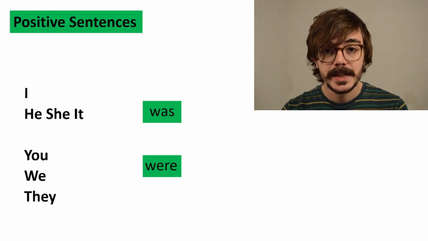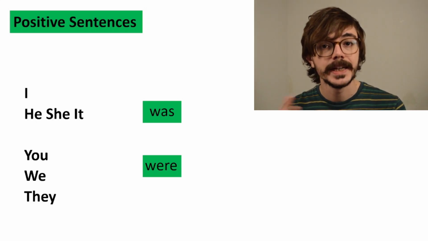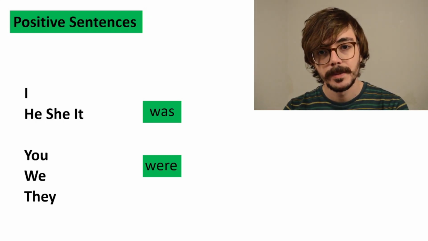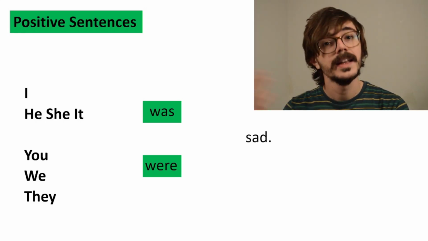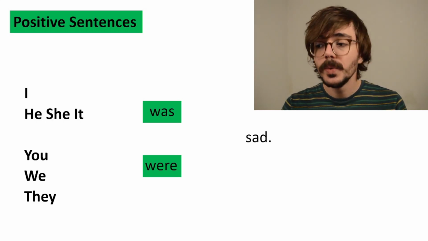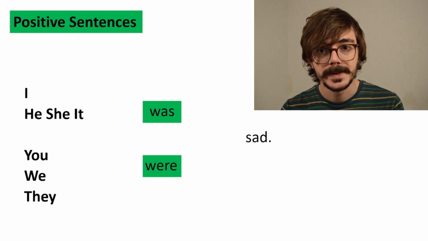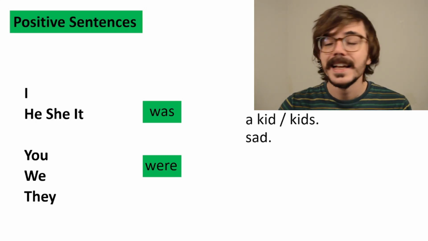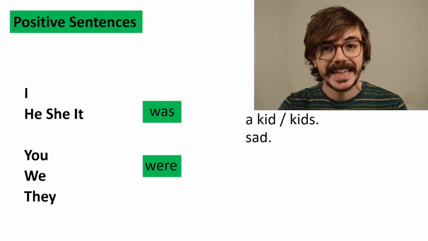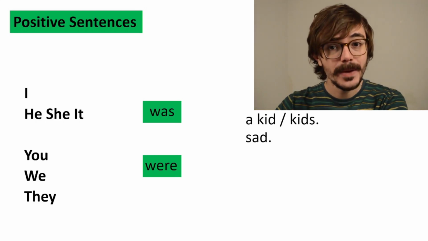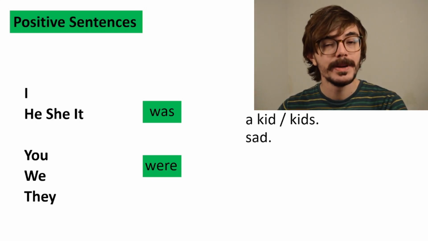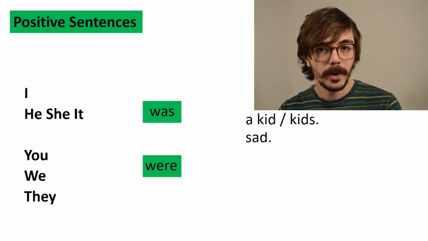First of all, as I said, we have was for I, he, she and it. And we have were for you, we and they. For example, I was sad. He was sad. She was sad. It was sad. You were sad. We were sad. They were sad. Or, I was a kid. He was a kid. She was a kid. Or, you were a kid. We were kids. They were kids. As you can see, I've put kids for the we and they because it's plural. We're talking about more than one person.